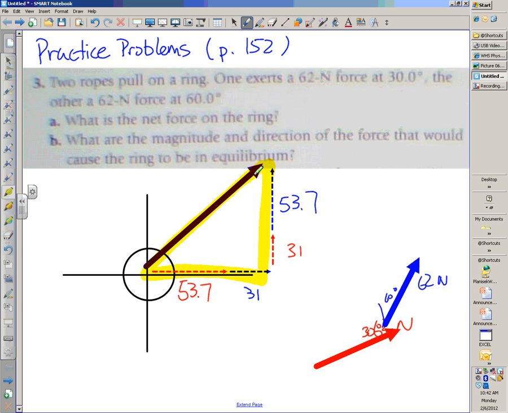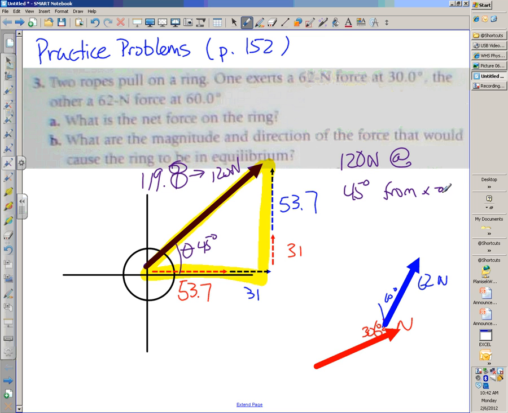So when you run that all through, you should end up with 119.7, or 0.8, I guess. Sig dig-wise, we'd probably go to 120. And that's going to be in newtons because it's a resultant force. And then here, with the two sides being the same, that's going to be a 45 degree. So 120 newtons at 45 degrees from the x-axis.